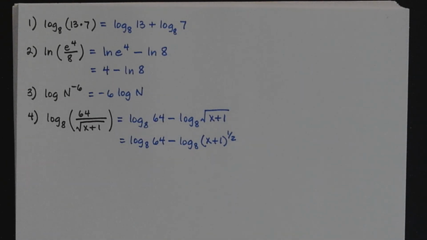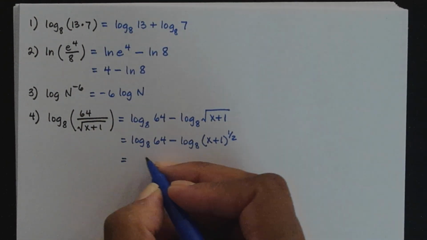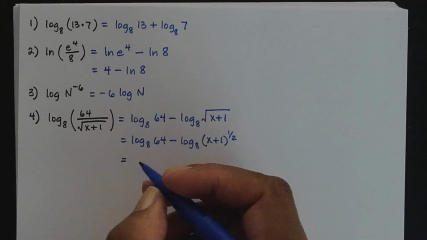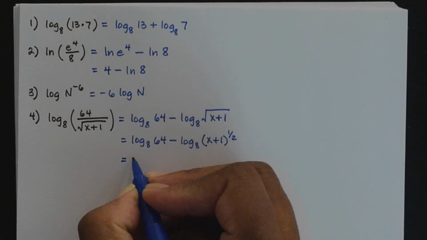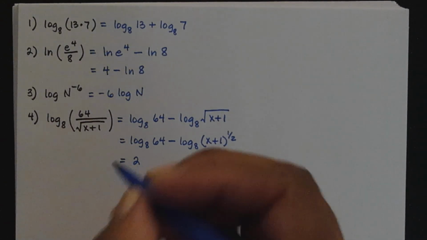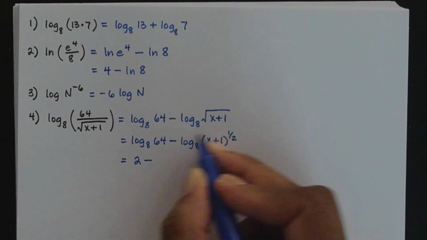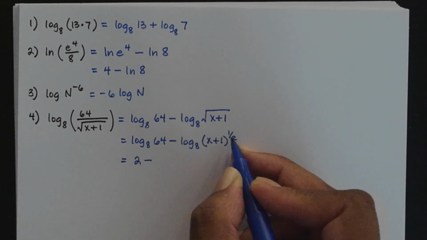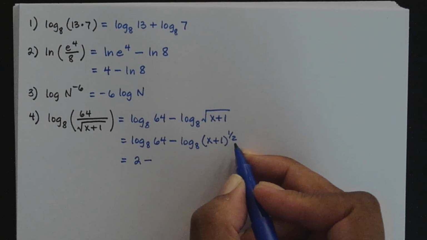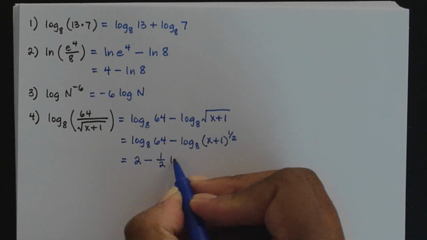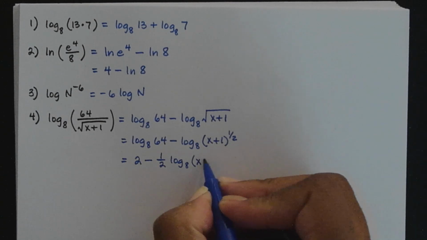All right, so now let's do some simplifying here. The log to the base 8 of 64. I have to think of this: 8 to what power would give me 64? It'd be 2. Okay, because 8 squared, or 8 times 8, does give me 64. So log to the base 8 of 64 would be 2. And then minus, for this expression here, what rule can be used here? Well, it's to the 1/2 power, so that means I must use the power rule by bringing the 1/2 in front of log to the base 8 of the quantity x plus 1.